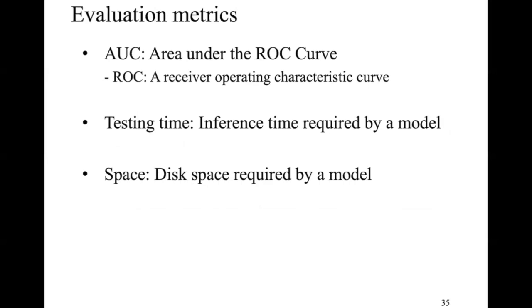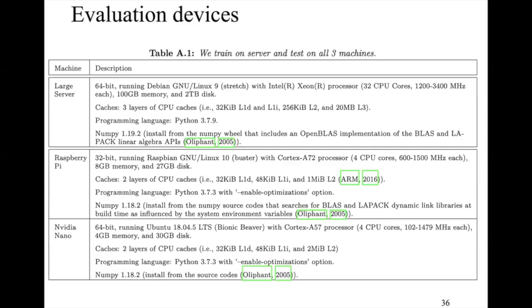Our evaluation metrics are AUC, testing time, and also space. So first we focus on the accuracy, and also on the testing efficiency and the space required. And these are the devices. We deploy the models on a variety of devices: one is a server, and the other two are IoT devices, which have resource constraints.